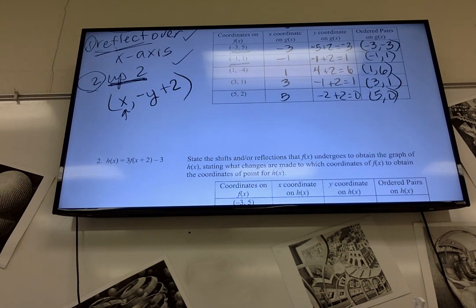Now on the next one, this one, we're going to again talk about shifts, reflections, all that stuff. We have a 3. So the 3 has to do with a vertical dilation. Always want to put extra A in there. Dilation of 3.